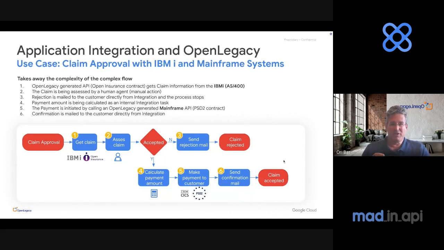So in the same process, we're combining manual processing by an agent, taken care of by application integration, but we also talk to two different legacy systems: the IBM i AS/400 to get the claim information from the core insurance system, and we also initiate a payment on a mainframe exposed API by PSD2, which is a banking standard. Very nice example, very interesting because we combine so many complex things together, but with our technology together, it's being made very simple.